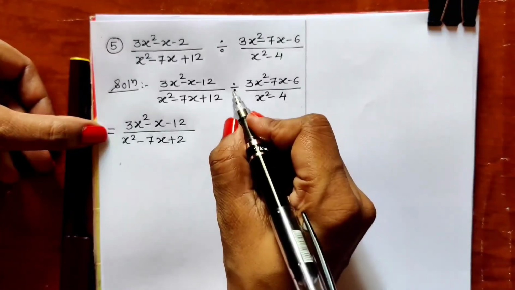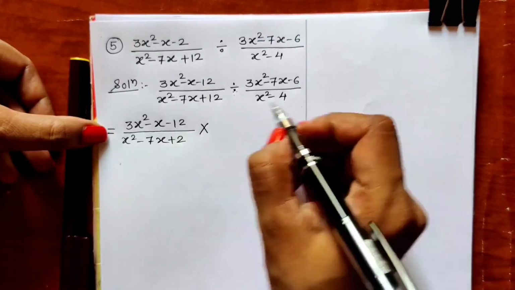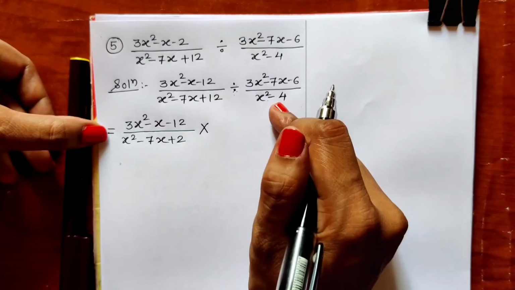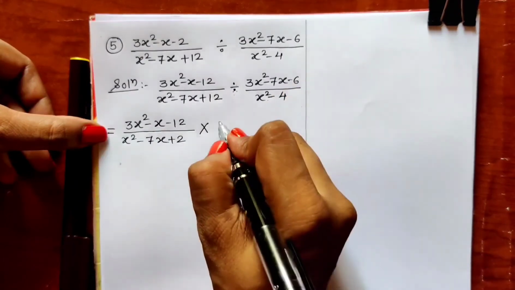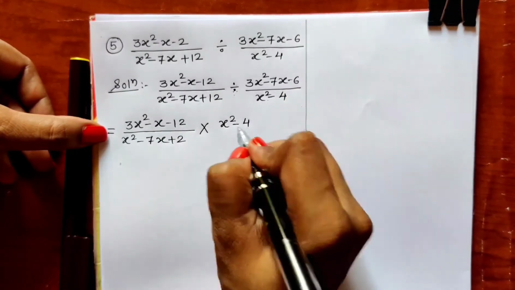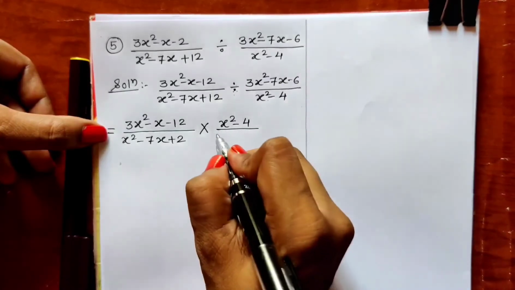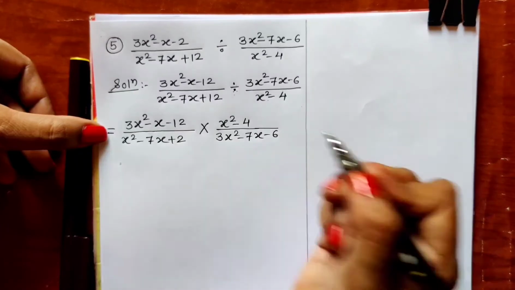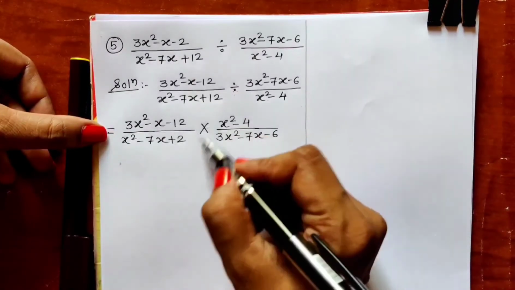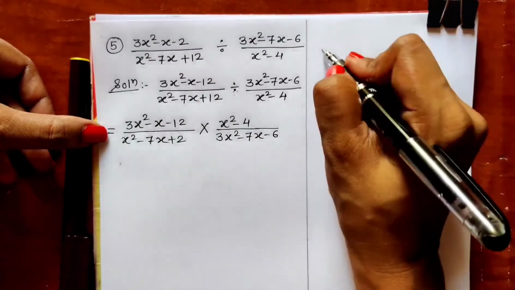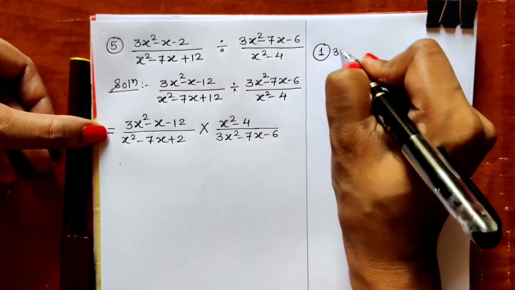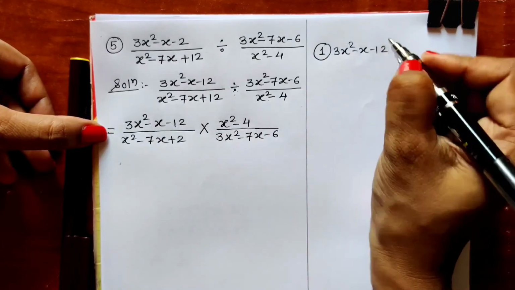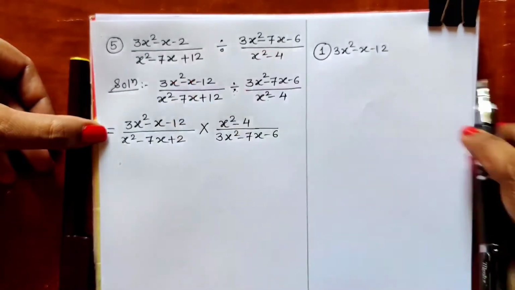And for conversion of division into multiplication we write the second expression in place of the numerator we write the denominator, in place of the denominator we write the numerator. x square minus 4 in the numerator will go in the numerator, and 3x square minus 7x minus 6 will go in the denominator. In this way we have to convert division into multiplication. Now let us find the factors one by one. 3x square minus x minus 12. Sorry, not minus 12, it is 2.